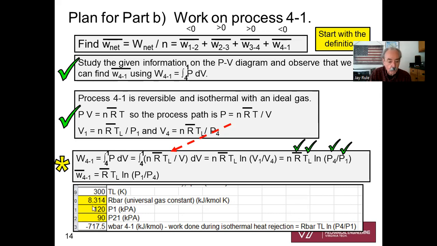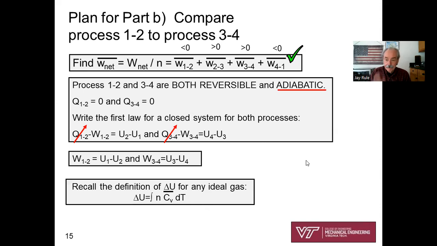I'm getting somewhere. So the work from 4 to 1 is R bar known, TL given, natural log P1 over P4, both given. So we've got a number for W bar from 4 to 1: negative 717.5 kilojoules per kilomole. We are getting somewhere. We're a fourth of the way there on W net. We'd get some decent partial credit if we got this far. Next step, a tough step, one that requires a lot of thinking and studying the PV diagram and understanding the fundamentals of thermodynamics.